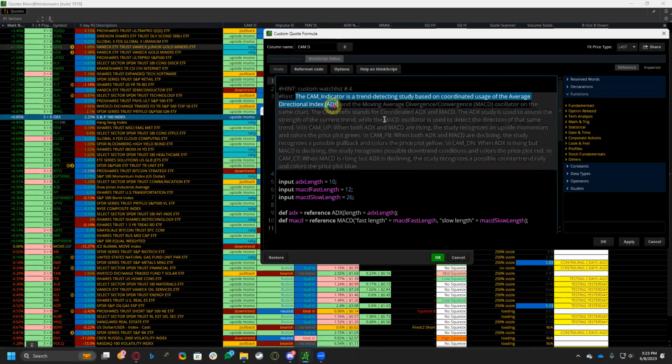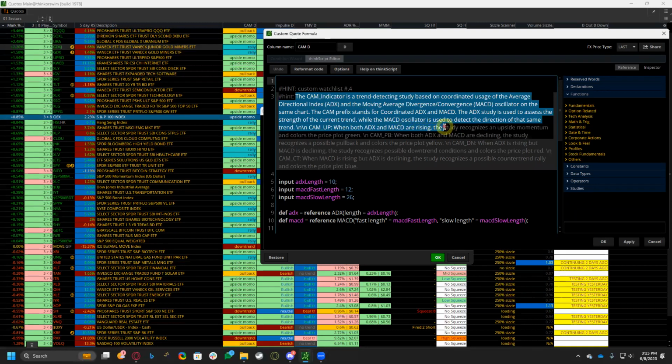The CAM indicator is a trend detecting study based on a coordinated usage of the average directional index, the ADX, combined with the MACD oscillator on the same chart, which is pretty cool. The CAM prefix actually stands for coordinated ADX and MACD. The ADX study is used to assess the strength of the current trend, while the MACD oscillator is used to detect the direction of the trend. So one is giving you direction and the other one is telling you how strong it is.